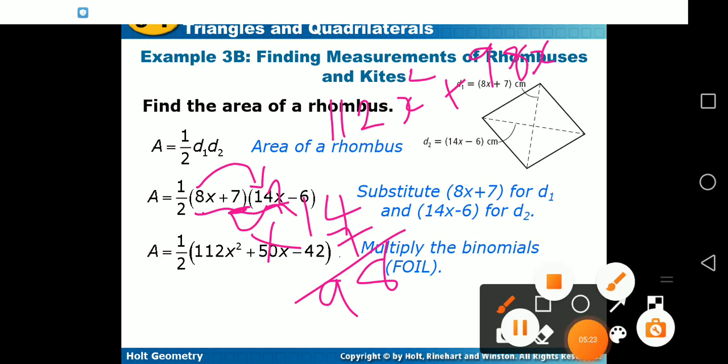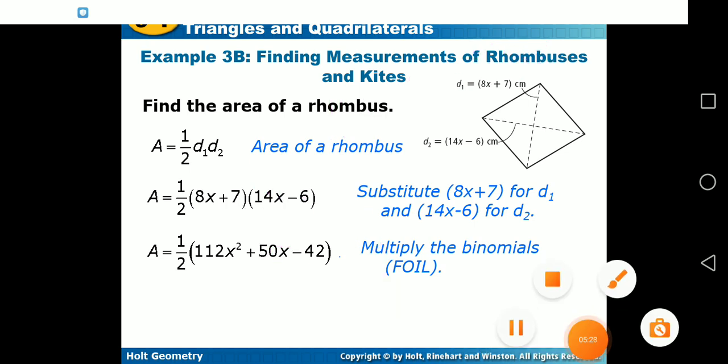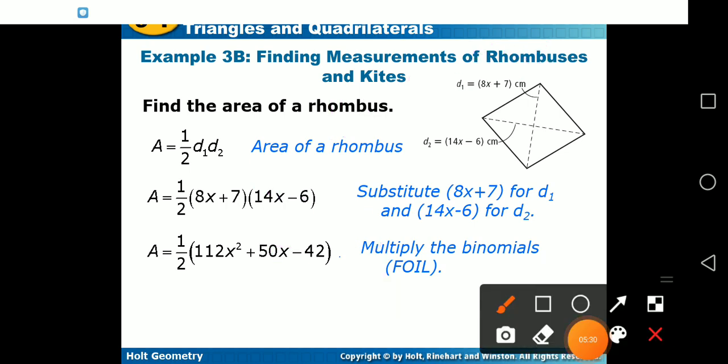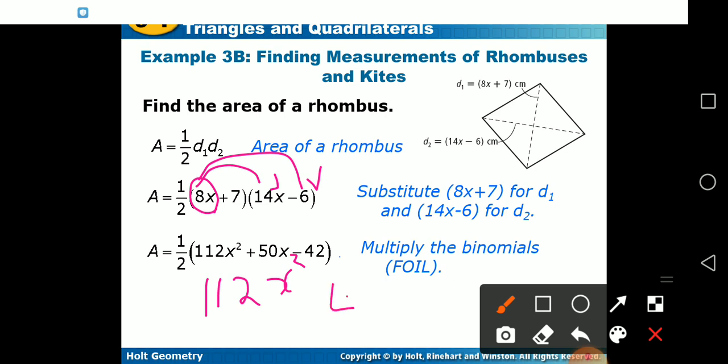Okay, let's do it again. I will write it again. So again, I have here 8x, the first term, by the first term. 8 times 14 gives me 112x to the power 2. Then 8x times 6 gives me what? 6 times 8 equals 48x.